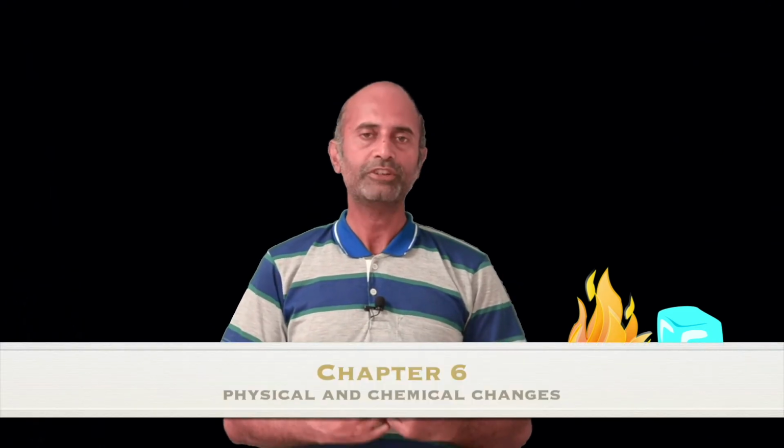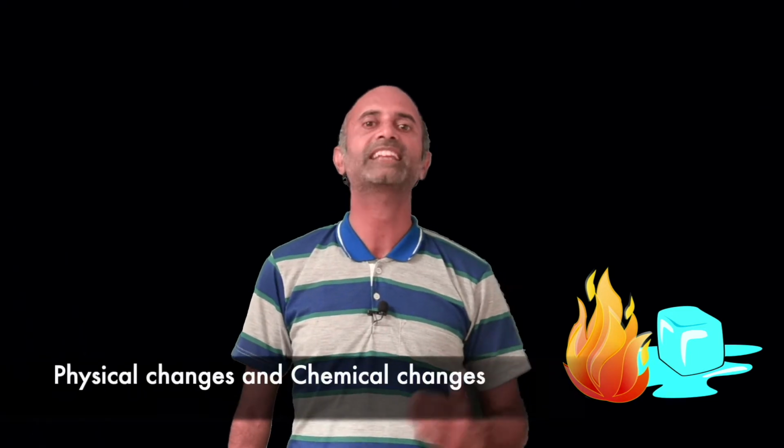Now we'll discuss chapter 6, physical and chemical changes. So first of all, every day we come across many changes in our surroundings which involve one or more substances. For example, mixing of sugar or salt with water or with tea or coffee, burning of candle or paper, etc. The changes in general are classified as physical changes and chemical changes.